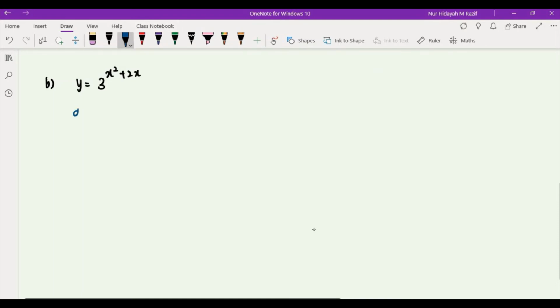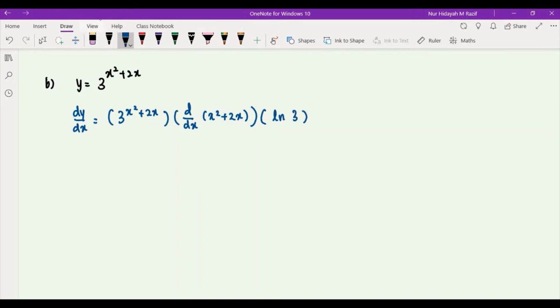Cari first derivative dahulu. So, dy dx adalah sama dengan 3 power of x square plus 2x multiplied by differentiating the power, which is x square plus 2x with respect to x. And then don't forget the third bracket, you are going to need ln of our base, which is ln 3. Why do we have 3 brackets here? Because in this case, our base is a number. It's not e. Okay, so ln of our base will not become 1.